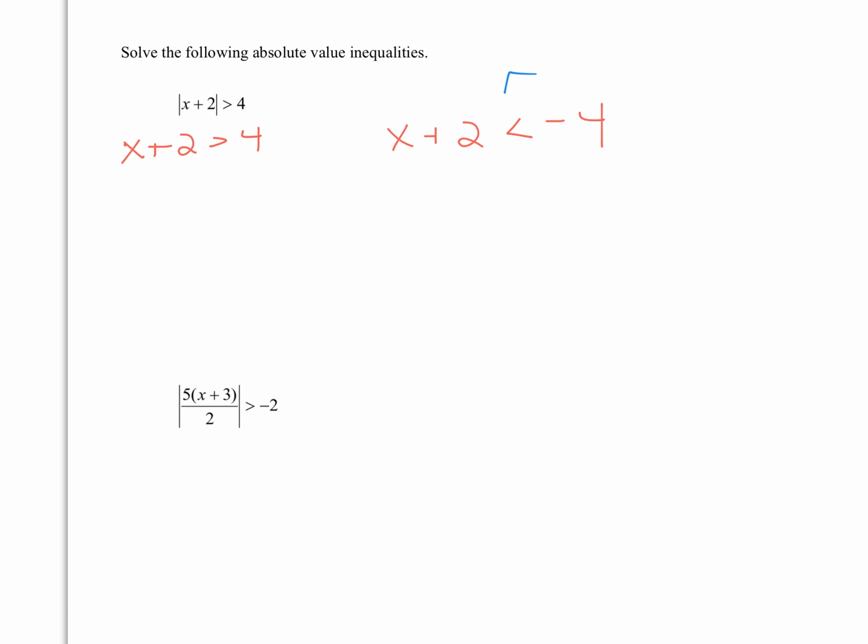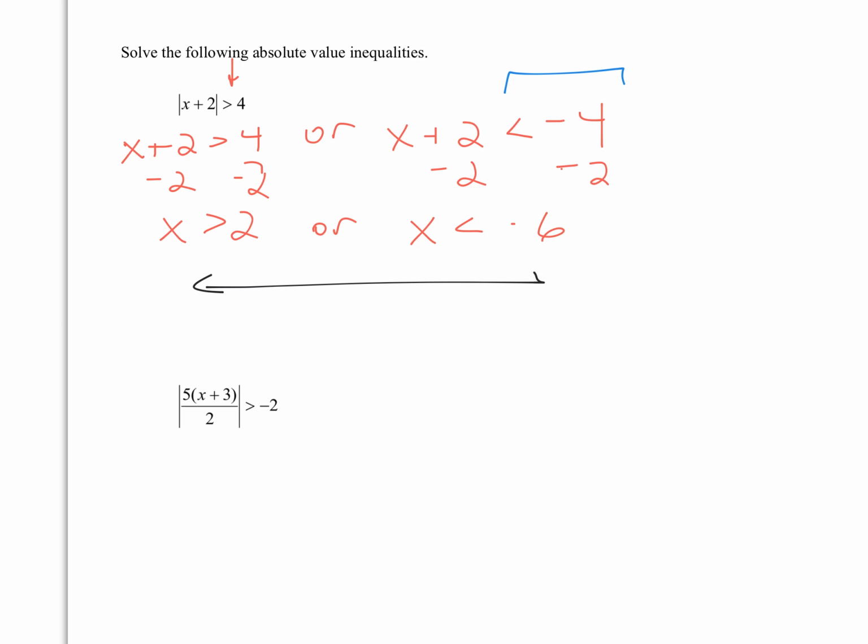So you notice the same rules apply. Flip the inequality and flip the sign. So, reminder, this is now an or statement because it's greater than. We have, subtracting 2, x is greater than 2, or, subtracting 2, x is less than negative 6.